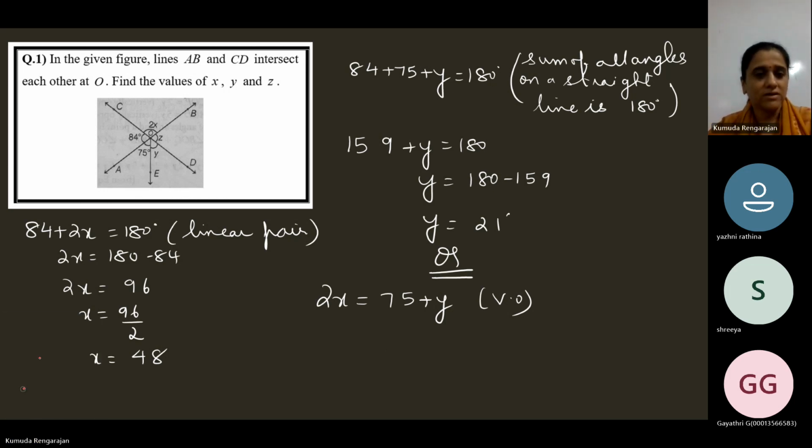See here, two lines. This is 2x, and here it is 75 and Y. Can you see that? That angle is divided into two. This angle is 75 plus Y. Am I clear? There is this line here.